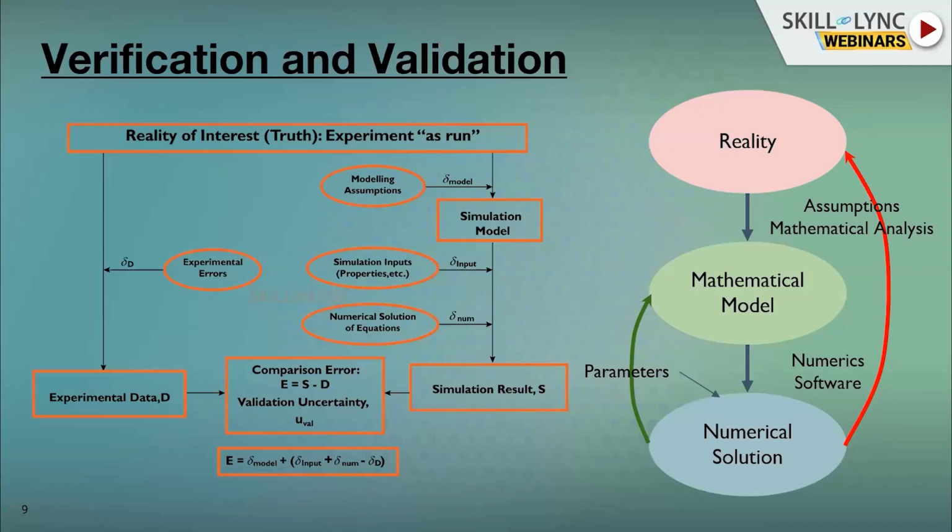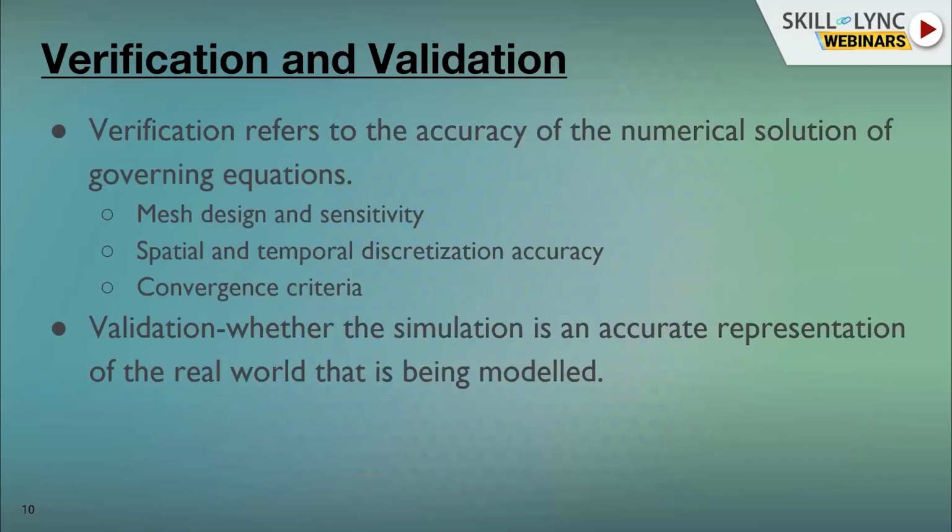So there come the two terms, verification and validation. Verification, as per the definition, refers to the accuracy of your numerical solution. That depends on how good you have designed the mesh, your spatial and temporal discretization accuracy, your numerical methods, your higher order schemes, etc. So verification refers to the accuracy of the numerical solution of the governing equation.